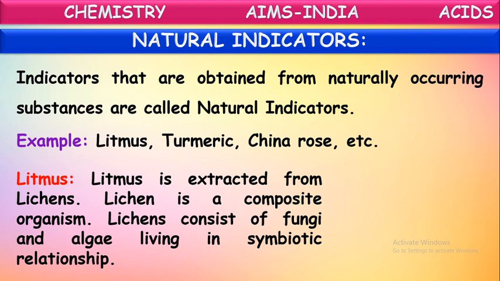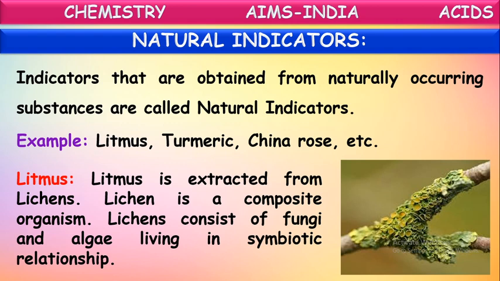First among them is litmus. Litmus is extracted from lichen. Lichen is a composite organism. It consists of fungi and algae living in a symbiotic relationship. From these, litmus is extracted. As it has its origin from natural substances, it comes under natural indicators. Litmus is a natural indicator.